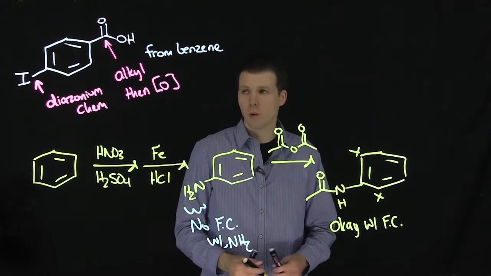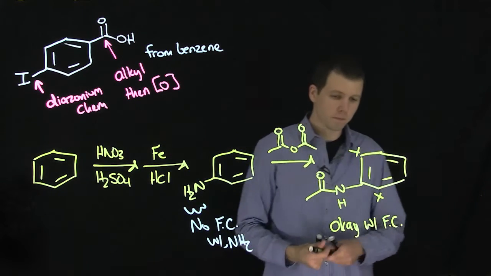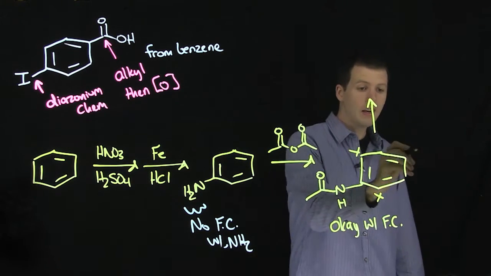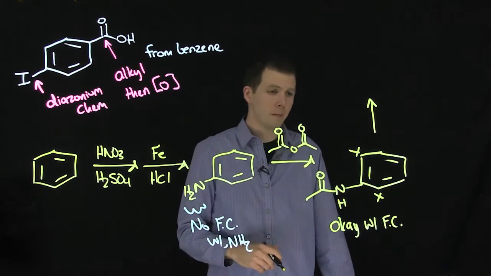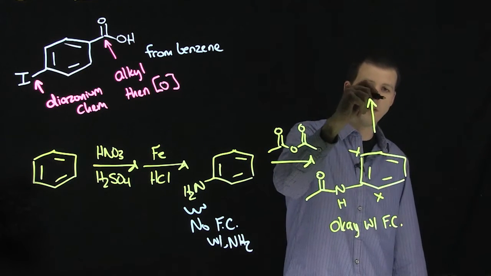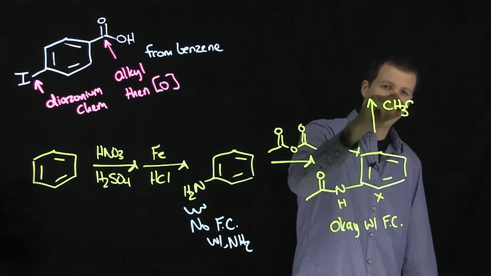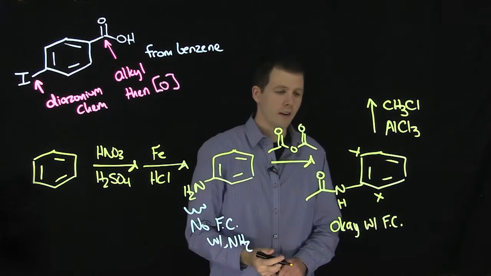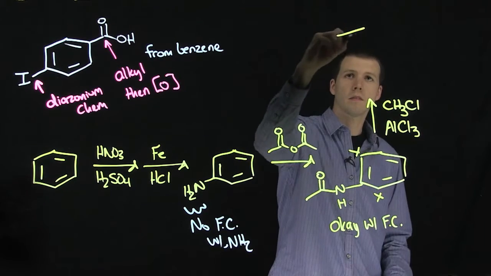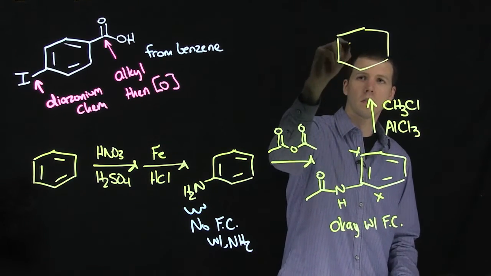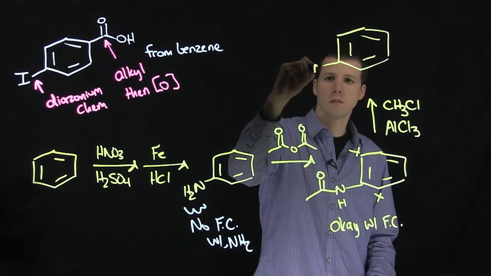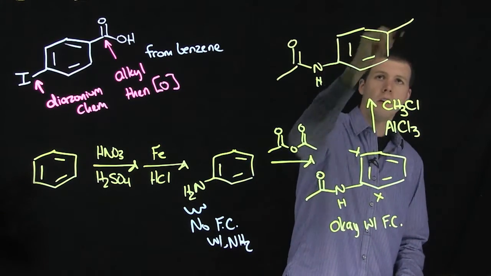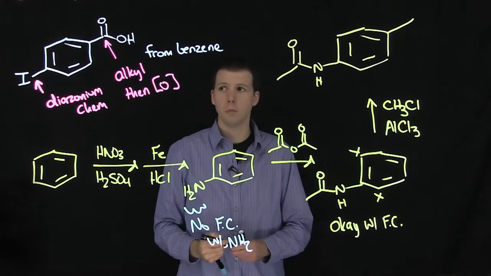So now we can do a Friedel-Crafts alkylation. And really, you can install any alkyl chain at that position. It doesn't really matter, but we'll just keep it simple and use a methyl group. So we use methyl chloride and aluminum trichloride. That gives us our methyl group.